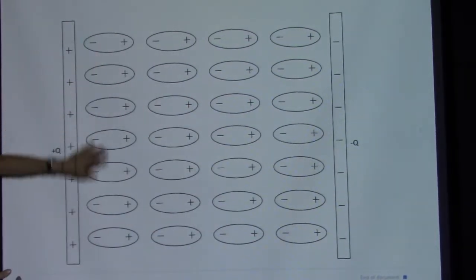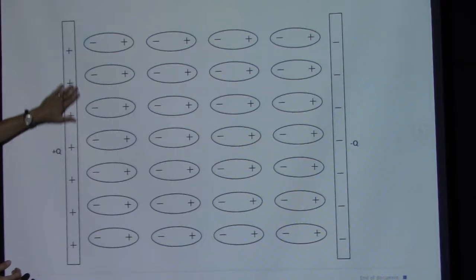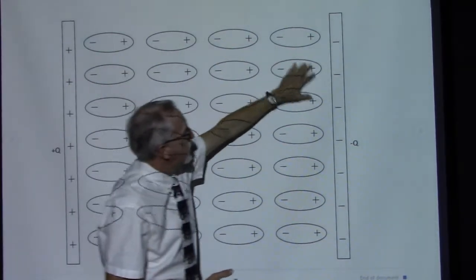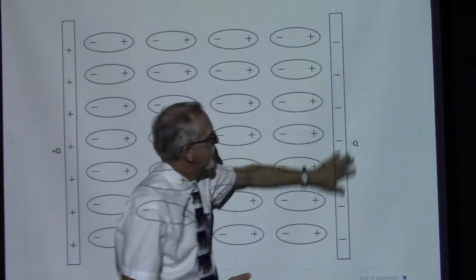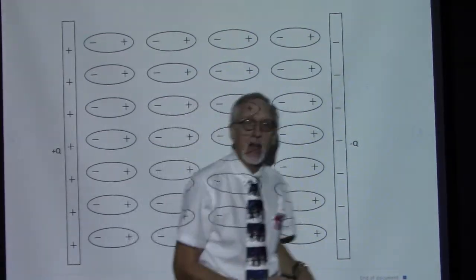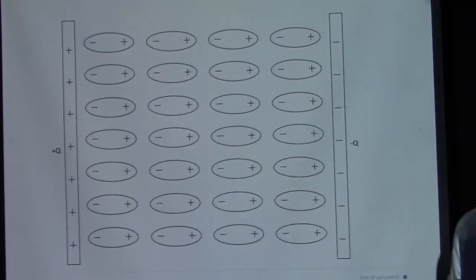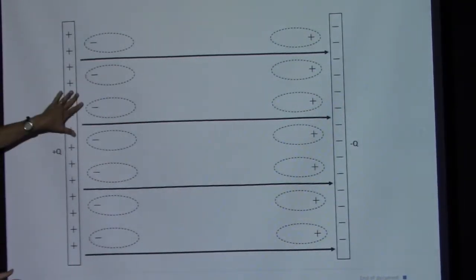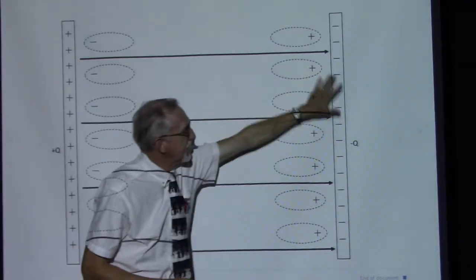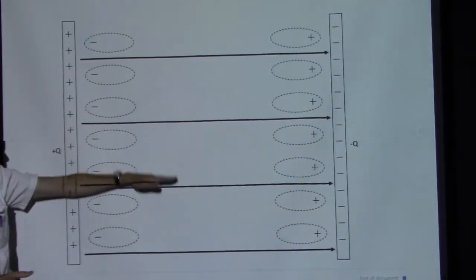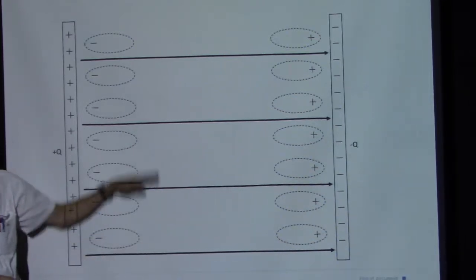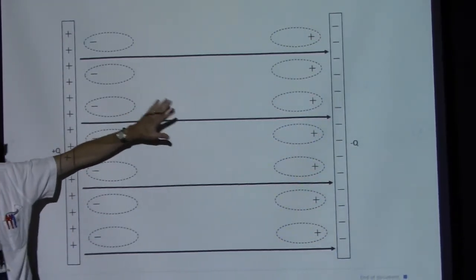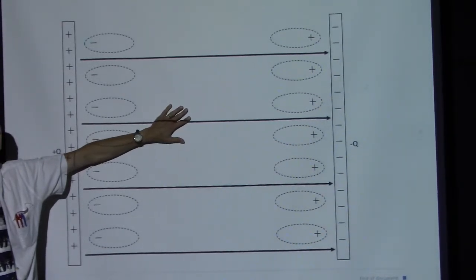These negative charges have the tendency of canceling out some of the positive charges over on this side, and the positive charges over here have a tendency to cancel out some of the negative charges on this side. And what we end up with then is something like this, where the negative charges cancel out some of these, the positive charges cancel out some of these. We end up with a weaker electric field between the plates. The electric field is not as strong as it was when there were no dipoles in between here.